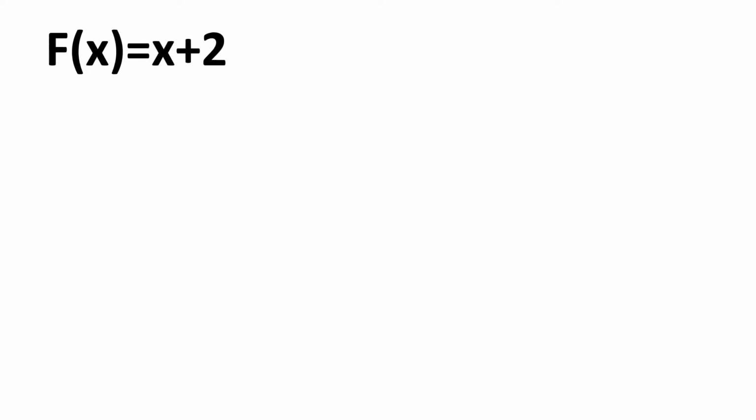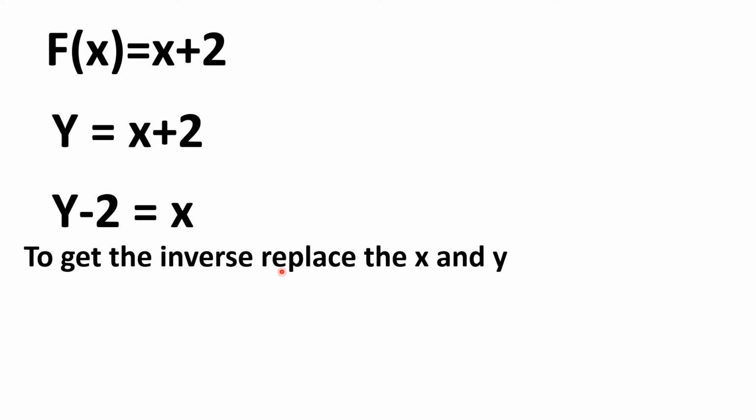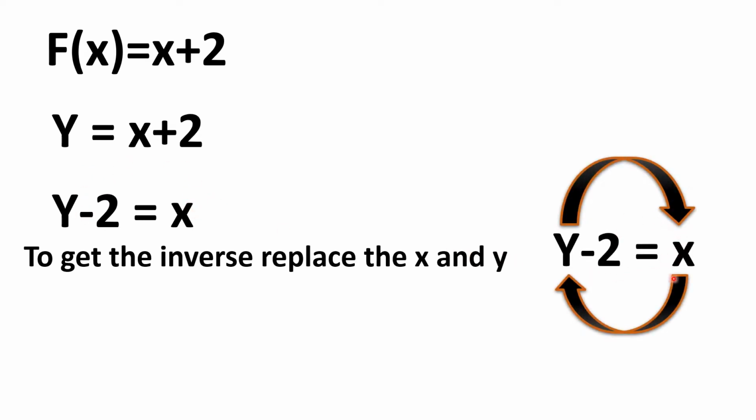Let's say we have f of x equal x plus 2. We can say y equal x plus 2. Let's send the 2 to the other side to be negative 2. To get the inverse, replace x and y. After you get the equation in terms of x, replace the two of them, like that. Put the x in y's place and y in x's place. Now this is the inverse function: f inverse of x equal x minus 2.